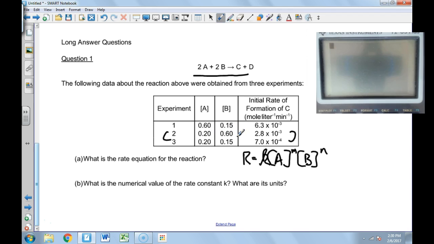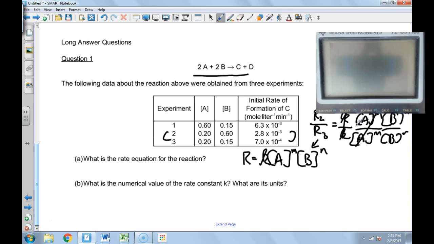And let us find what N is for B, the order of B. We're going to do this looking at the rate. So we're going to do R2 over R3 equals, and now K cancels, because the rate constant's the same no matter what, times the concentration of A raised to the M power. Those are the same too, because that's why we picked reactions 2 and 3, and so then it's just going to be B raised to the N power.